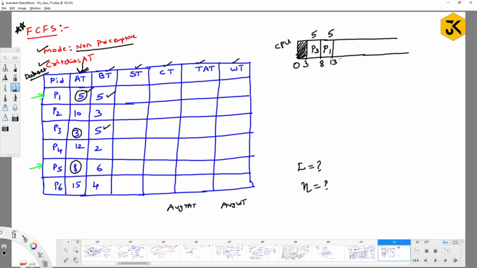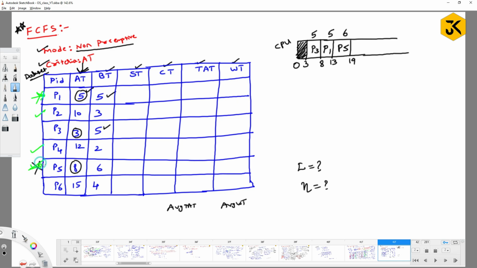As it completes at 13 nanoseconds, what are the processes that might be available for us? P2 will be available, P4 will be available, and P5 is also available. Out of these, which one will get the first chance? The first chance will be given to P5. It will be executed for 6 nanoseconds, that will be 19.